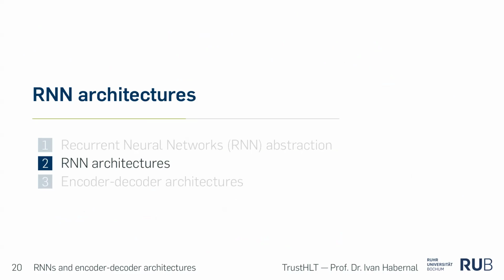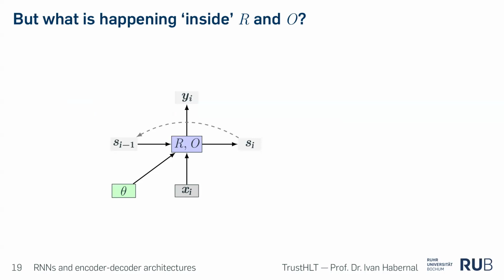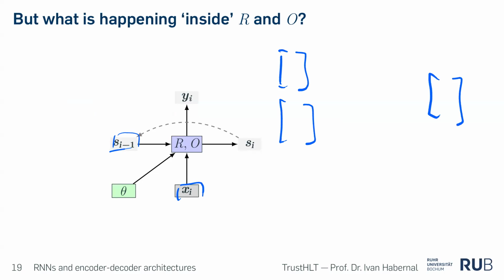What's inside the RNN? Now we go to the architectures. Simple RNN. Okay, we have some parameters. We have a vector, and we have another vector, and we want to produce a vector. How do you take two vectors and make another vector? This is the simplest solution ever on the planet. You have vectors, maybe like that, maybe like that, and you want to make a vector.